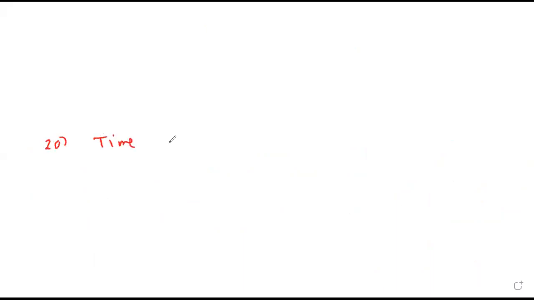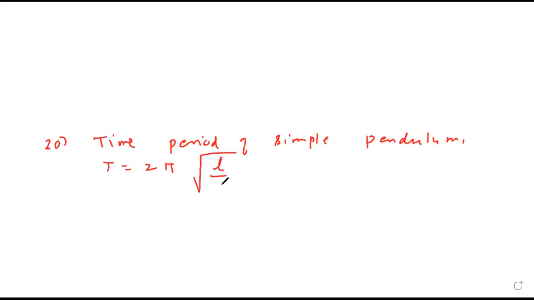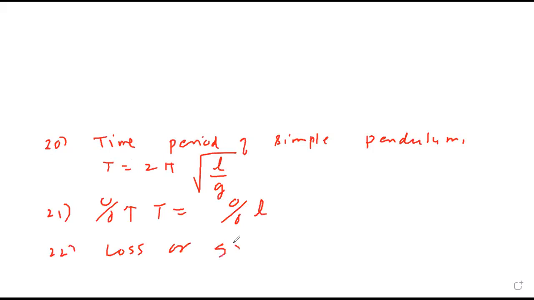What is time period of simple pendulum? T equals 2 pi root L by g. Percentage increase in time period is half the percentage increase in length. Loss or gain in one day, this is a beautiful formula which we are writing, is 86,400 into percentage change in time.